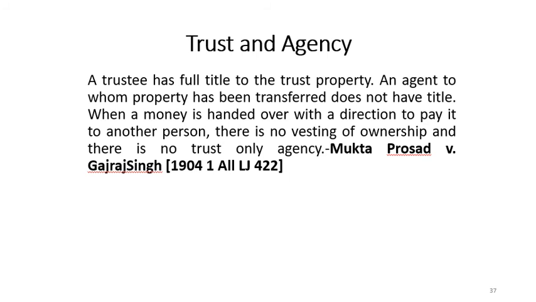When money is handed over to another person with the direction to pay to somebody else, there is no vesting of ownership. The money is given to the agent, and now the agent is holding the money, but the ownership is vested in the principal, not in the agent. And there is no trust, that's only agency. Because if the ownership vested in the transferee, then it may be a trust. But if the ownership does not vest in the transferee, then it may be an agency.